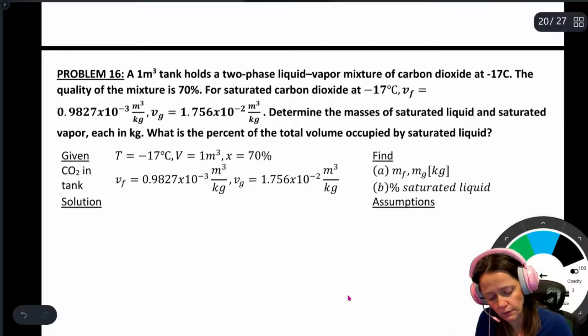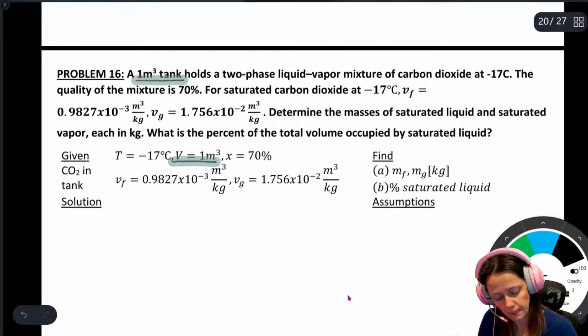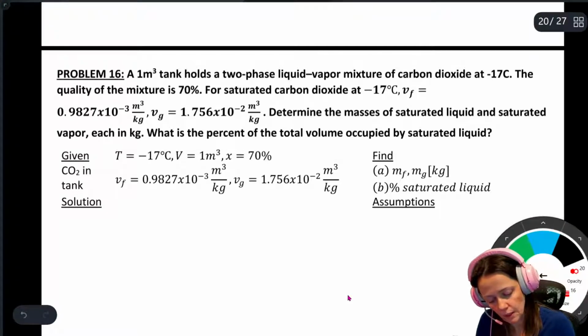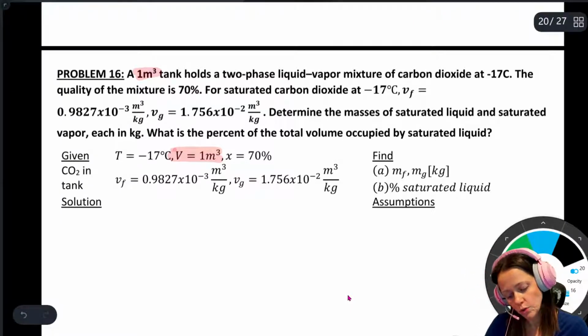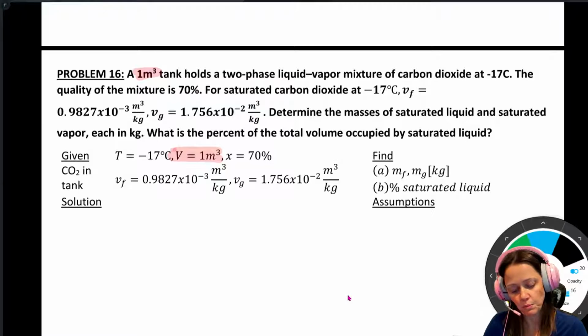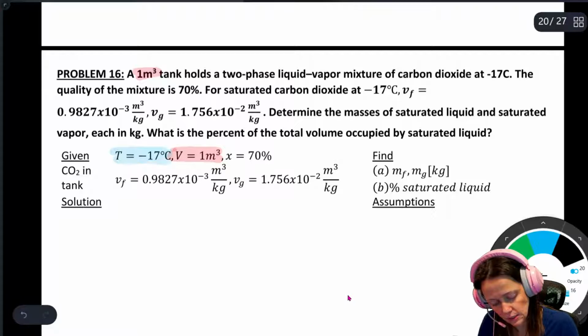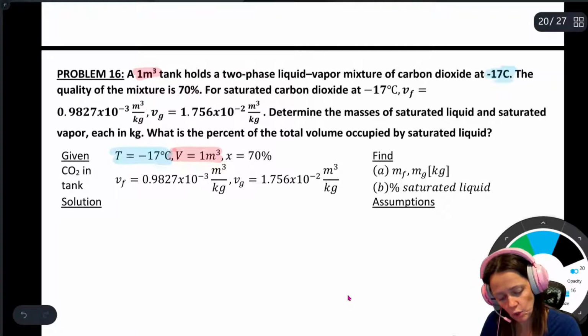So we have a 1 meter tank. So I've put that here, 1 meter. Let's do this. There we go. So 1 meter tank, my volume meter, holds a two-phase liquid vapor mixture of carbon dioxide at negative 17 degrees Celsius. Okay. The quality of the mixture is 70%. It's that guy right there.